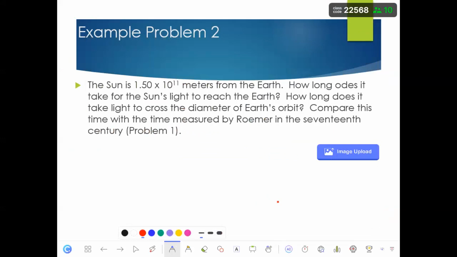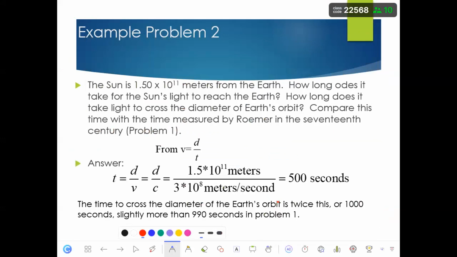Okay, so let's see how it's calculated. Again, the distance is how much? 1.5 times 10 to the power of 11. And the velocity is 3 times 10 to the power of 8 meter per second. One thing you can do is use your graphing calculator and type this scientific number, 1.5 times 10 to the power of 11, and then divide it by 3 times 10 to the power of 8. Or you just use your knowledge from algebra.